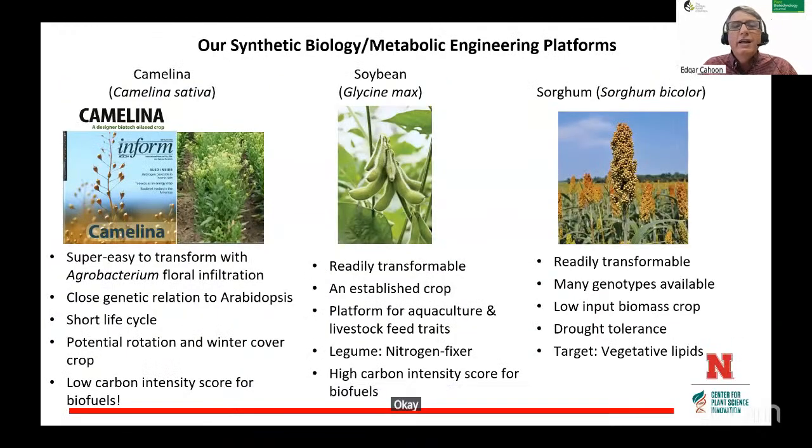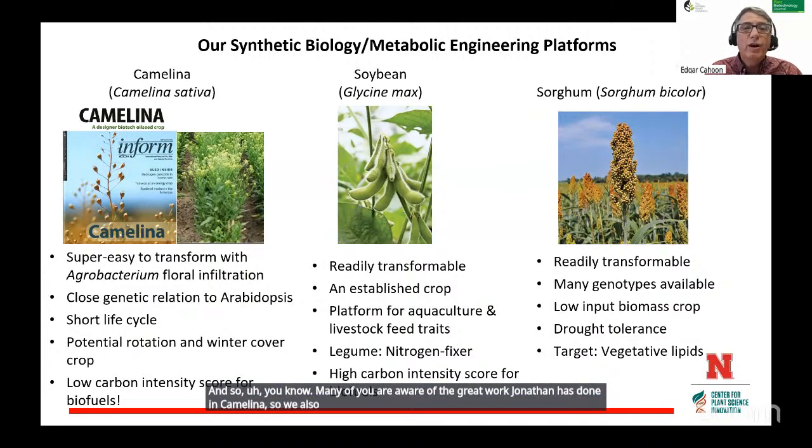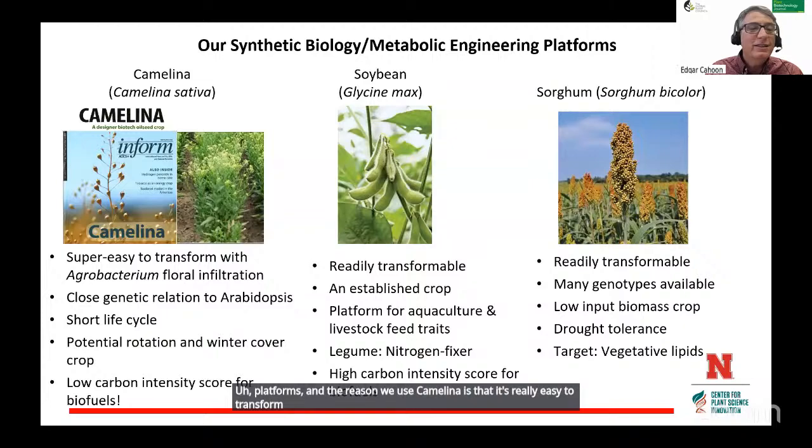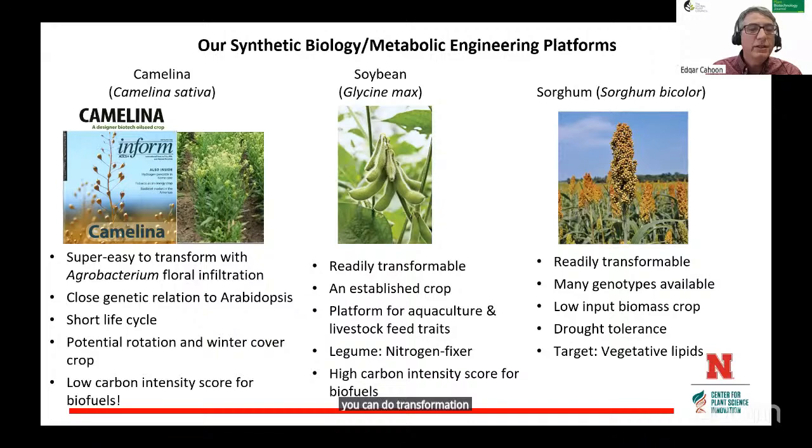Okay. And for us, we think about what our synthetic biology, metabolic engineering platforms are. And so, many of you are aware of the great work Johnathan has done in camelina. So we also use camelina as one of our platforms. And the reason we use camelina is that it's really easy to transform. It's like if you're an Arabidopsis person, you can do transformation of camelina with floral infiltration. It's a close relative of Arabidopsis, so discoveries in Arabidopsis can be translated quite easily into camelina.